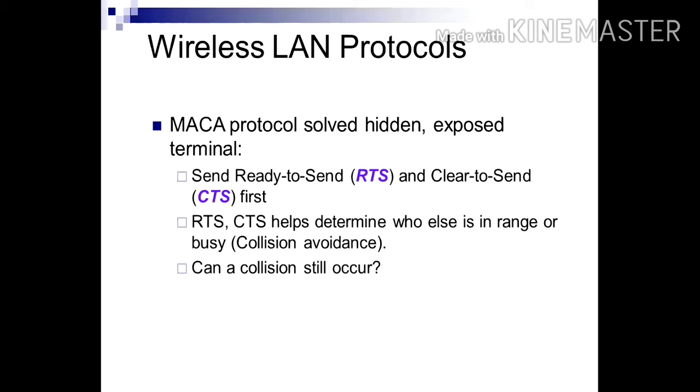In order to avoid collision, if any station wants to transmit data, there are two types of problems, hidden and exposed terminal problem. To avoid these, before transmitting, any station will send an RTS signal. RTS is called ready to send, sent to a receiver, and the station waits to get a message called CTS, clear to send, from the receiver. So RTS and CTS help determine who else is in range, and they determine that the medium is busy and nobody can transmit. We'll see that as we go ahead.